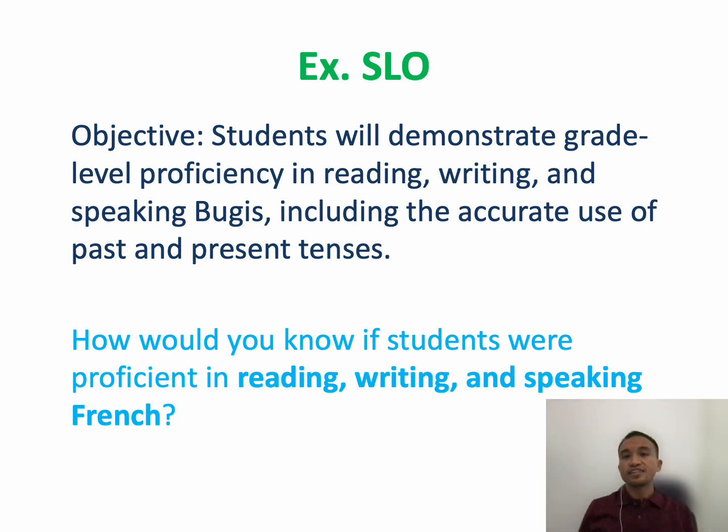Okay, let's take a look at an example here. Suppose that this was your objective. What would you be looking for as evidence? You need evidence of reading, writing, and speaking Bugis. Sorry for the mismatch here. Including the accurate use of past and present tense. So students will demonstrate a great level of proficiency in reading, writing, and speaking Bugis, including the accurate use of past and present tenses.